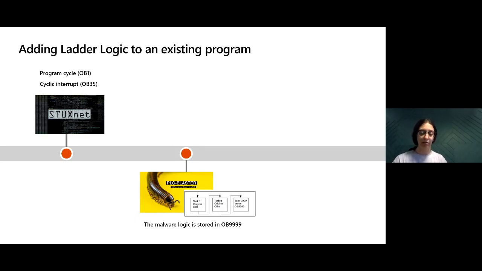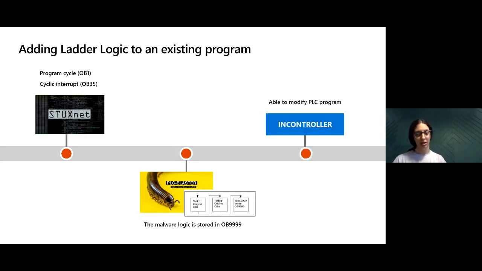The last example I have to show you is InController or Pipe Dream. This is an ICS cyber attack framework that was publicly published last month, and it's still being investigated. As part of its many capabilities, it can modify PLC programs and configurations.